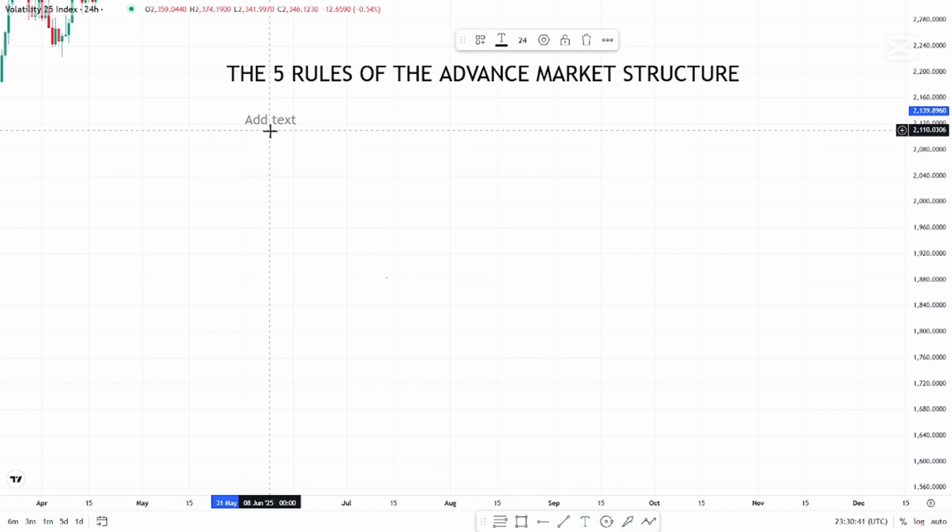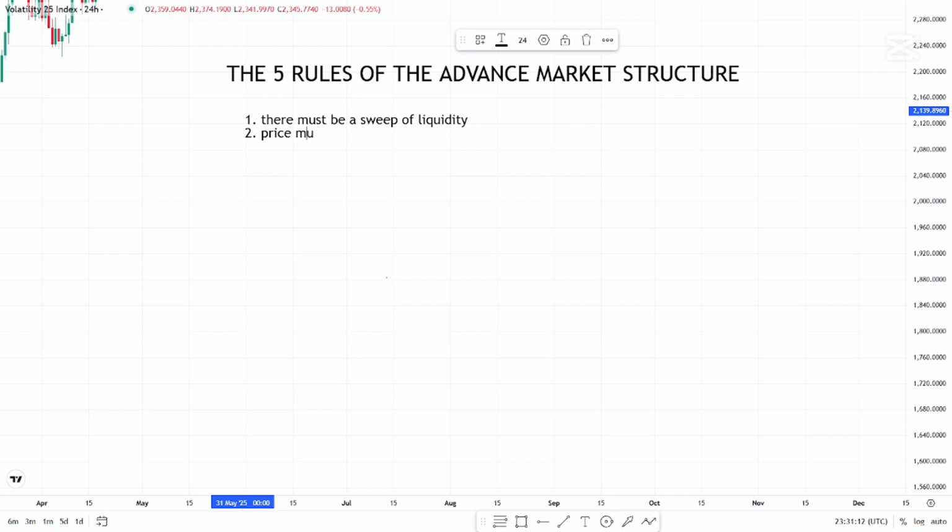Rule number one, there must be a sweep of liquidity. Rule number two, price must sweep the liquidity to the opposite direction.